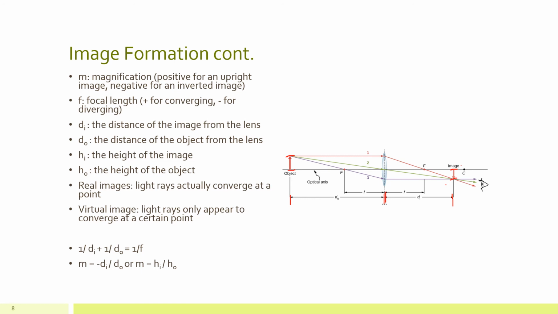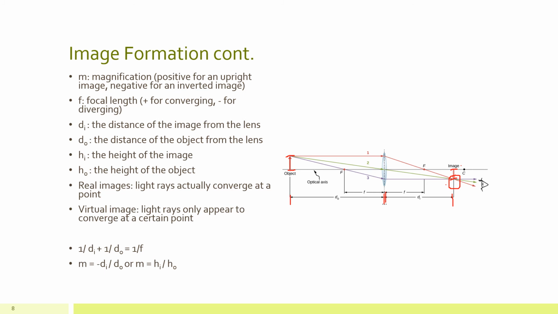And finally, I have two more terms I'd like to go over. Real images are images where light rays actually converge at a point, which we can see in our picture below to be right here. Our light rays actually converge there. In a virtual image, light rays only appear to converge at a certain point because of the way that a lens bends light.